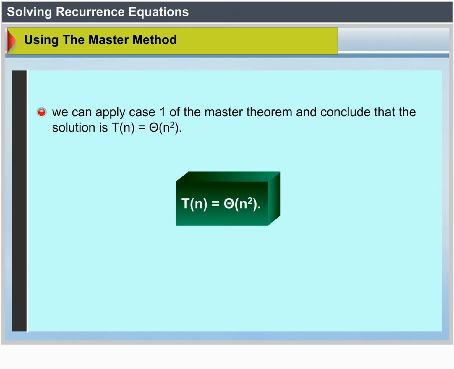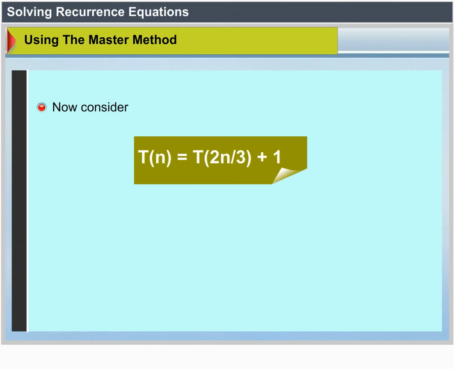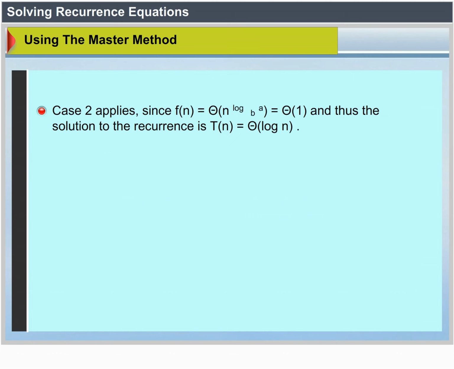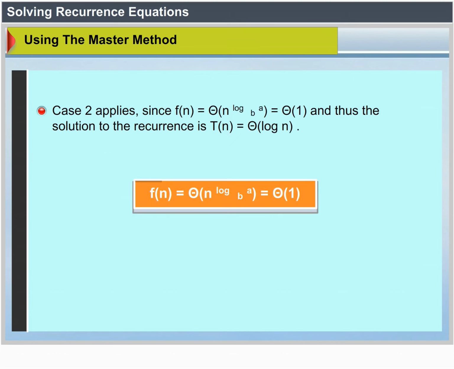Now consider T(n) = T(2n/3) + 1, in which a = 1, b = 3/2, f(n) = 1, and n^(log_b a) = n^(log_{3/2} 1) = n^0 = 1. Case 2 applies since f(n) = Θ(n^(log_b a)) = Θ(1), and thus the solution to the recurrence is T(n) = Θ(log n).